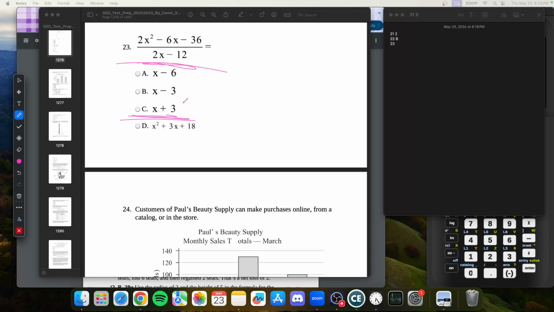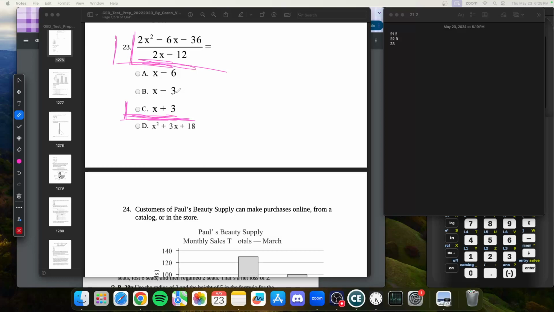Well, that means no matter what number I choose for x, I should get the same answer whether I use this one or this one, right? So no matter what x is equal to, I'm telling you right now, this is literally exactly the same as this. Well, if that is true, then no matter what x is, x can be any number, the answer to both should be the same, right?